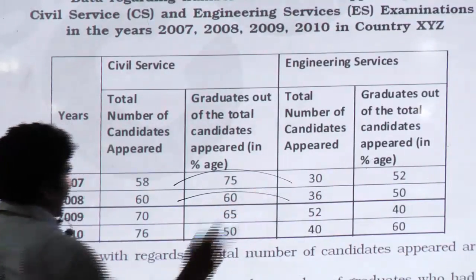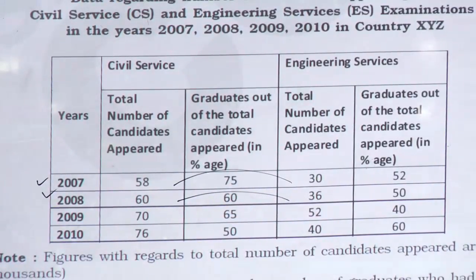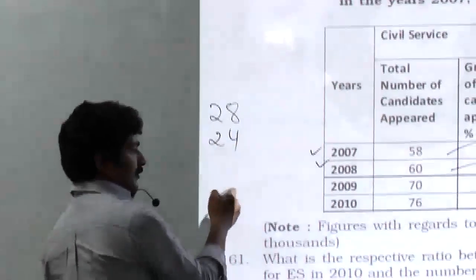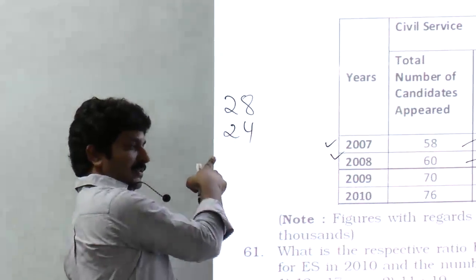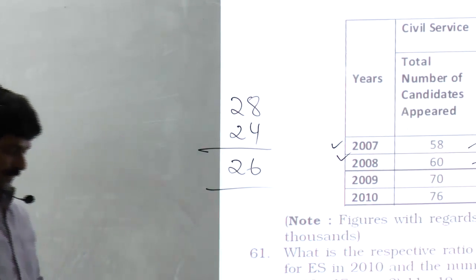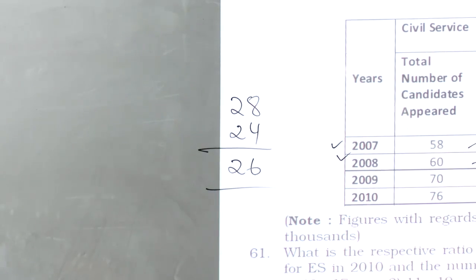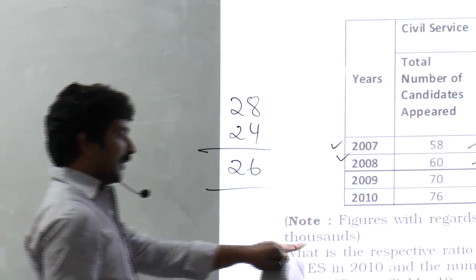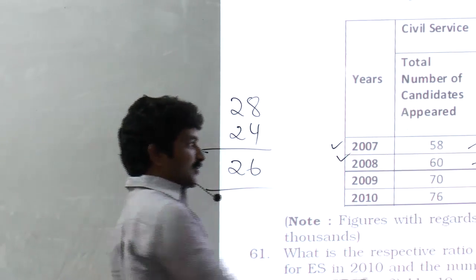58 is how much more than 30? 28 more. And 60 is how much more than 36? 24. This is individual difference. And then go for average of this. 26. So data given is in thousands, 26,000.